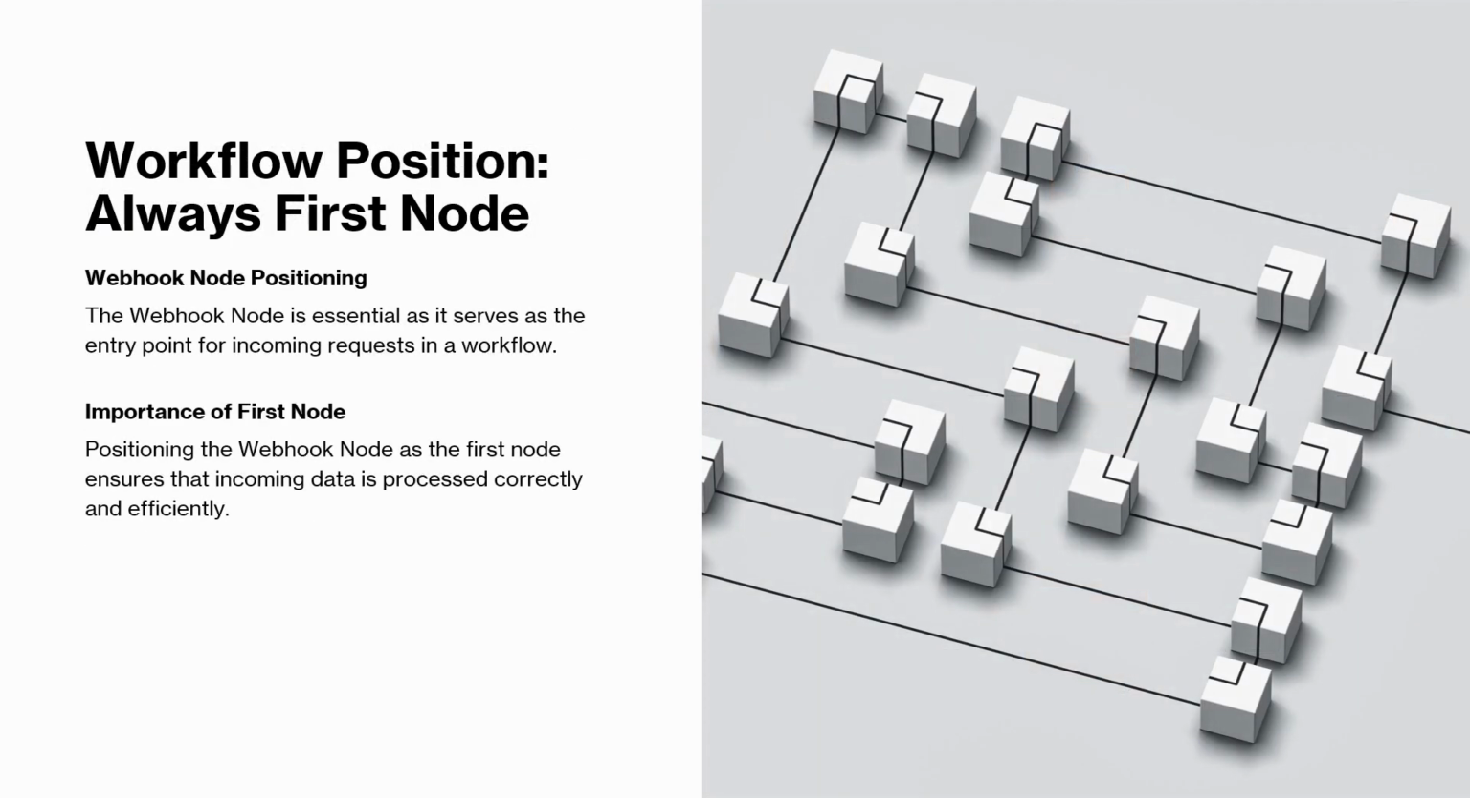The workflow position: it's always the first node. Unlike the HTTP node, the webhook node is always the first node. Positioning the webhook node as the first node ensures that incoming data is processed correctly and efficiently.